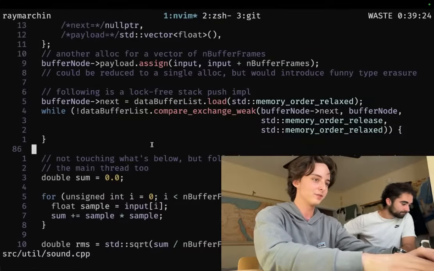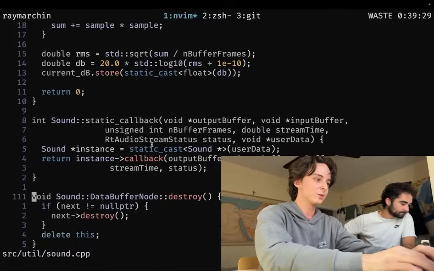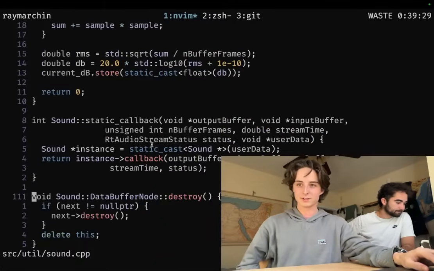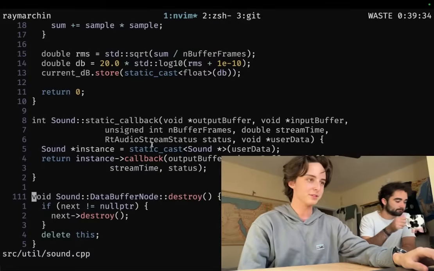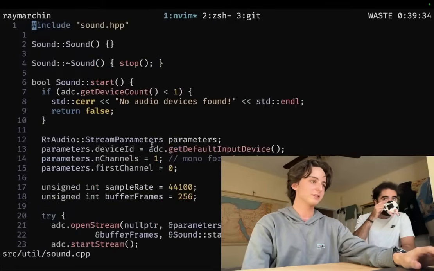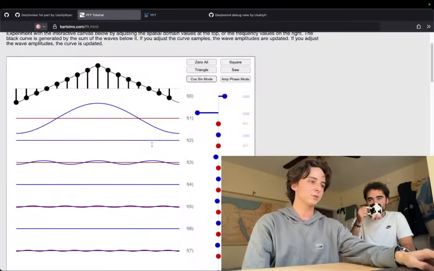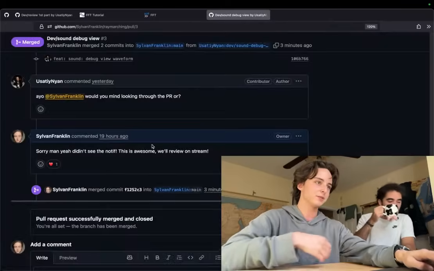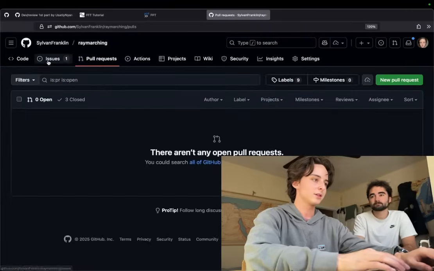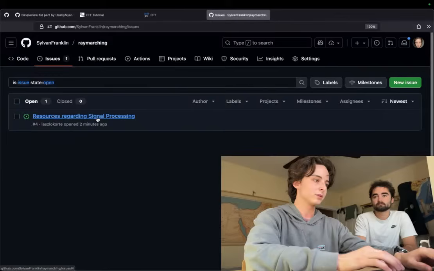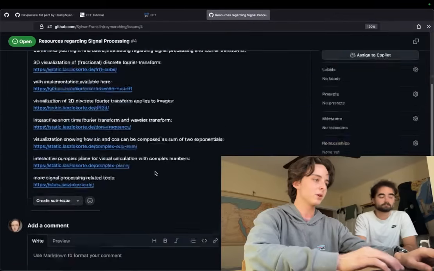Okay, this is all great low-level stuff, but I feel like I need to sit down and look at it off stream because I need some time to deeply process it. So I guess let's do some fast Fourier transform research, and we can see maybe someone dropped a pull request. An all resource regarding signal processing. Oh sweet.